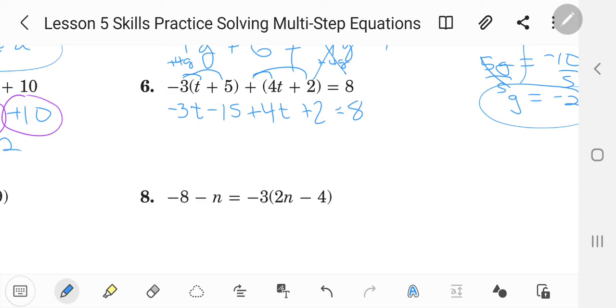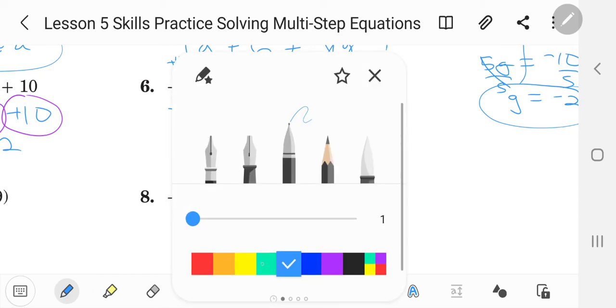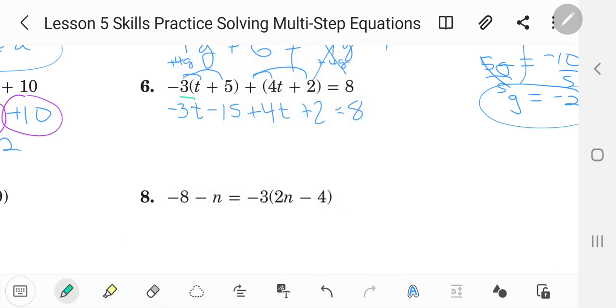And now we have some like terms to combine. Where are they? We got that. He's not like because he doesn't have the variable like this guy does. But this guy matches up with the minus 15. So now let's combine those like terms. The negative 3t and the plus 4t gives us 1t. And the negative 15 plus 2 gives me minus 13 equals 8.